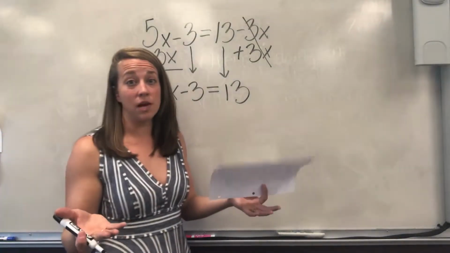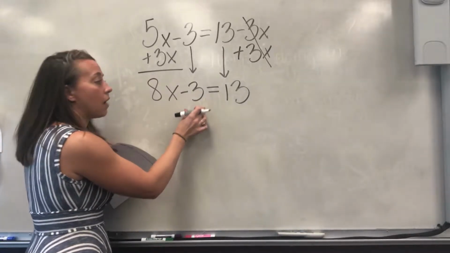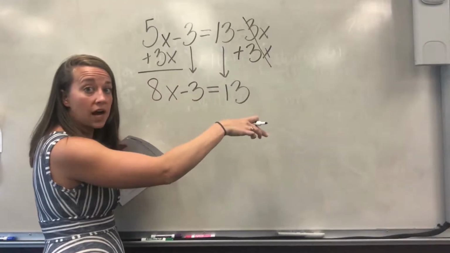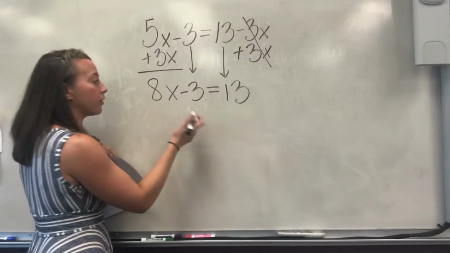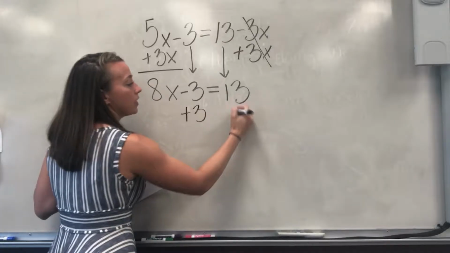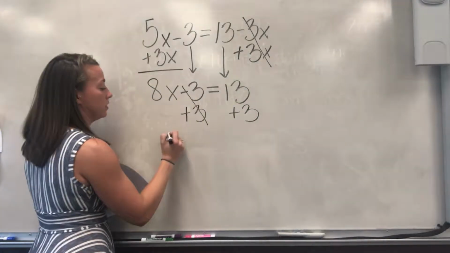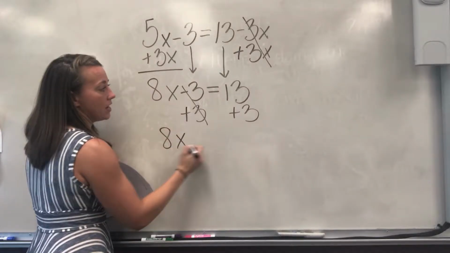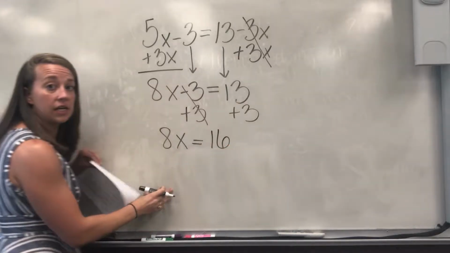Now we're back at a two-step problem. I've got the negative 3 here, and I want to move it over to the right side because I want to get these variables all by themselves now that they're together. So I'm going to add 3 to both sides of my equation to cancel it off of the left. I'm left with 8x equals 13 plus 3, which is 16.